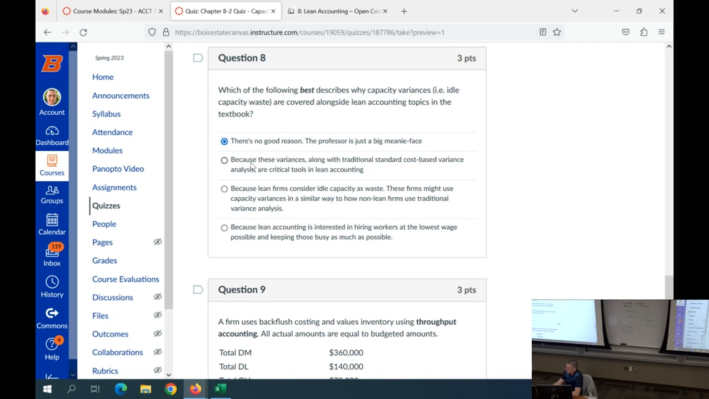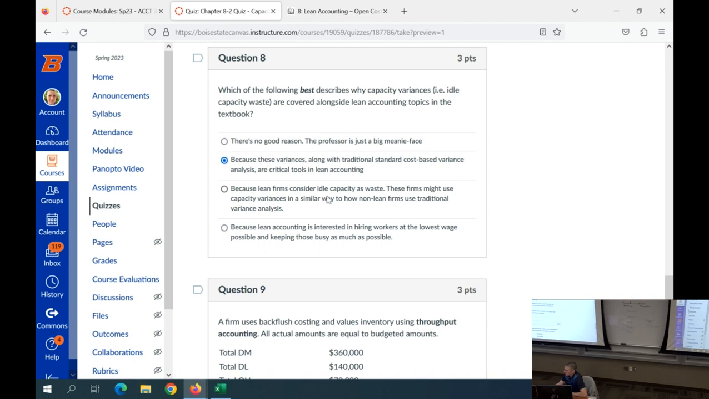Okay, well, because these variances, excuse me. The first part, lean accounting people do use these variances. I'll keep my train of thought going with that after we talk about another question or two. But they don't use the standard costing sorts of variances from chapter 7. They wouldn't want to use those. Okay, so it's not one, unfortunately. It's not one, it's not two.